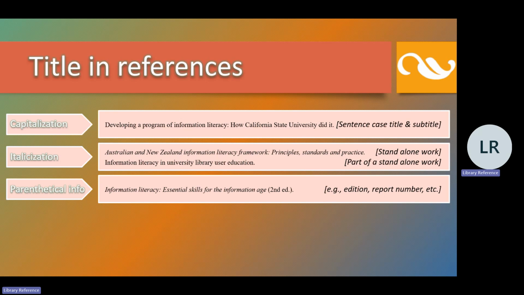But notice that even if the title is in italics, like in our example here, Information Literacy Essential Skills for the Information Age, the parenthetical information is never italicized. So the parenthetical information is underlined with blue. As you can see, even if the title is in italics, the parenthetical information is not.